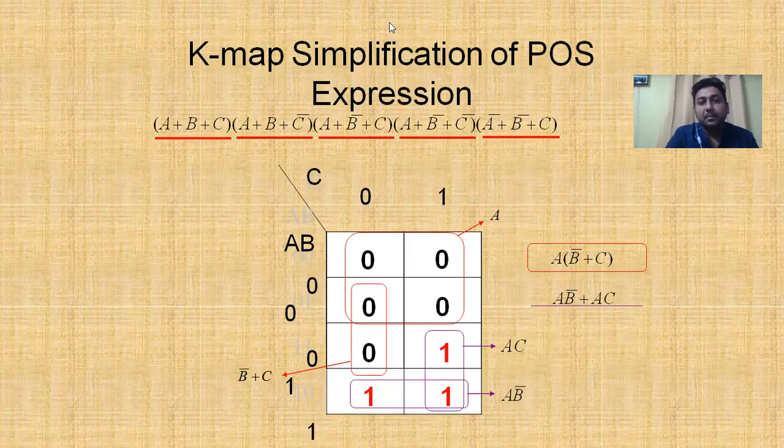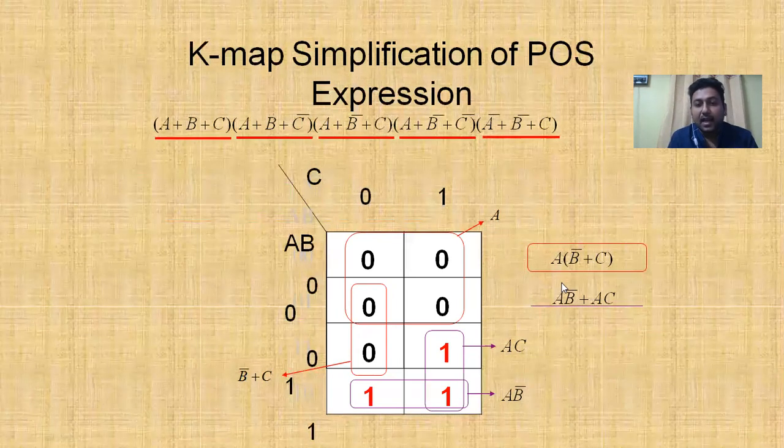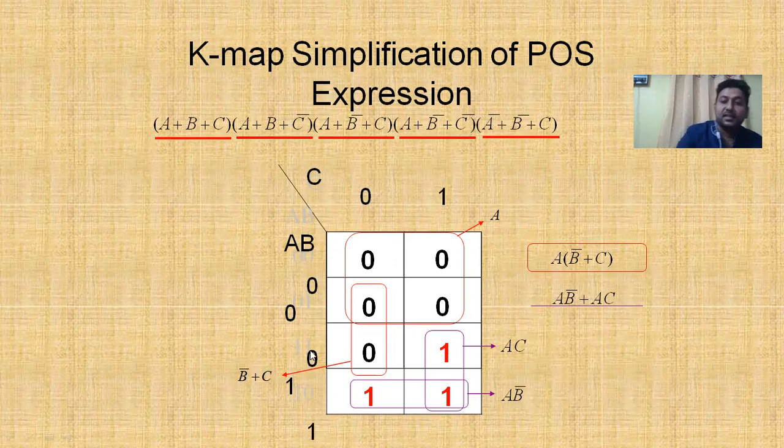K-map simplification of POS expression. Here we treat this POS expression like the SOP. Here there are 4 zeros in adjacent positions, so we may group them. From this group, A is constant and the others are changing. The next group will give us A bar plus C. This is the expression from the POS.